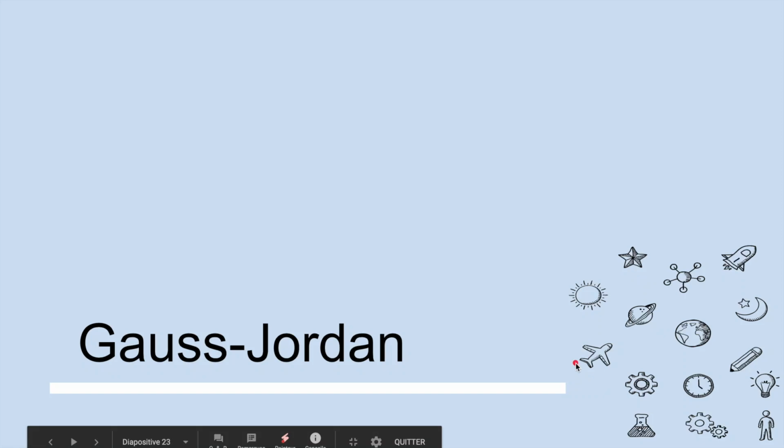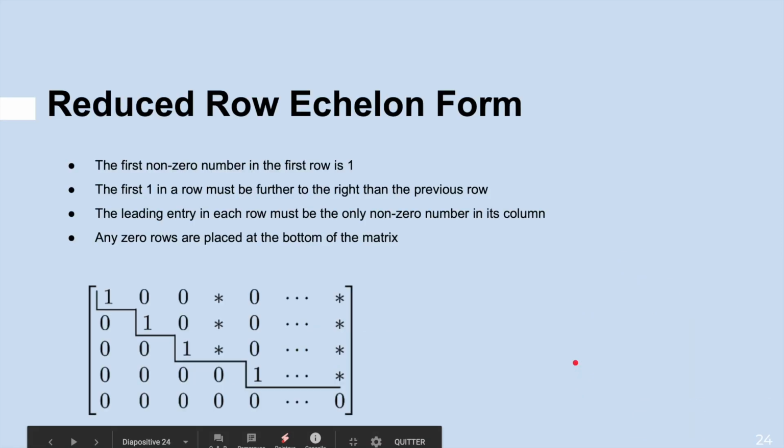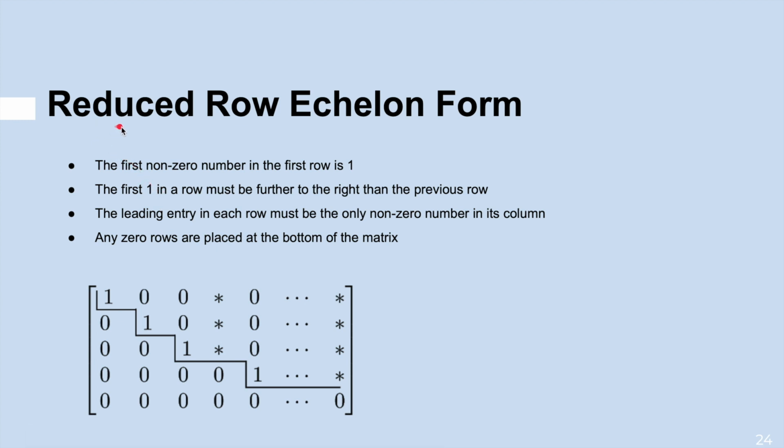It is time to move on to Gauss-Jordan elimination. Now what we are going to be producing is called a reduced row echelon form matrix. The last time we saw a row echelon form matrix, and reduced just means there's a few extra steps. So here are the rules.